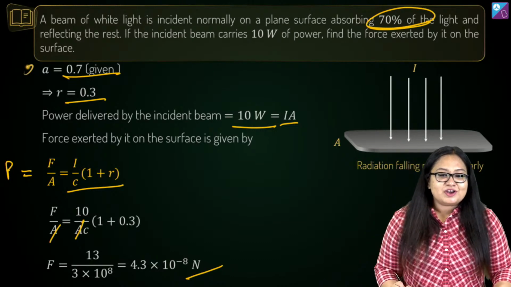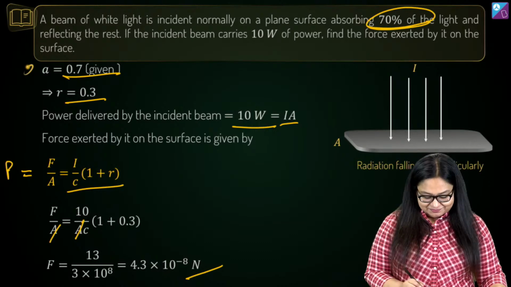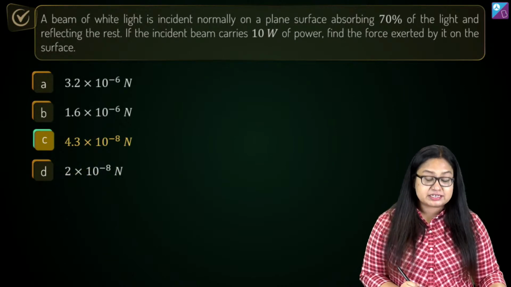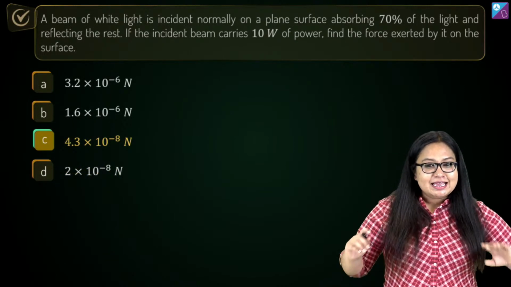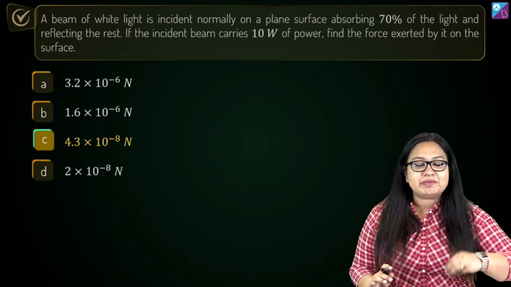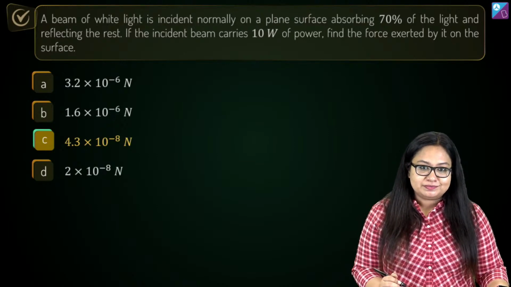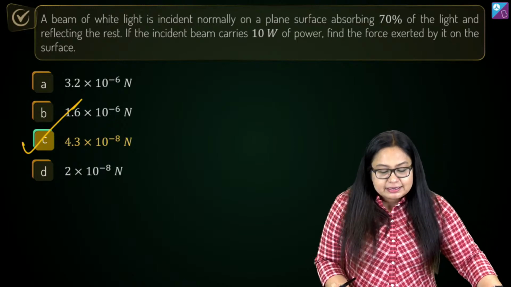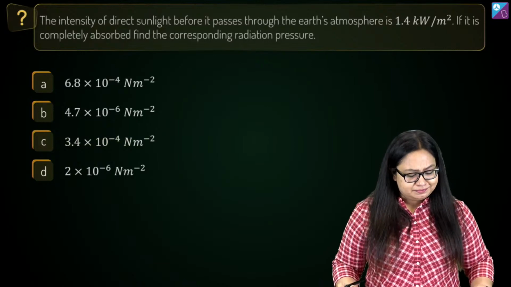I can see Saugata got C, Vasu got C as well. 4.3 into 10 raised to power minus 8 newtons. C is the correct answer. Good job guys. As you can see, how easy application based questions come, right? Direct application of what you learned. And now that we've solved this question, let's go ahead and solve the next one.